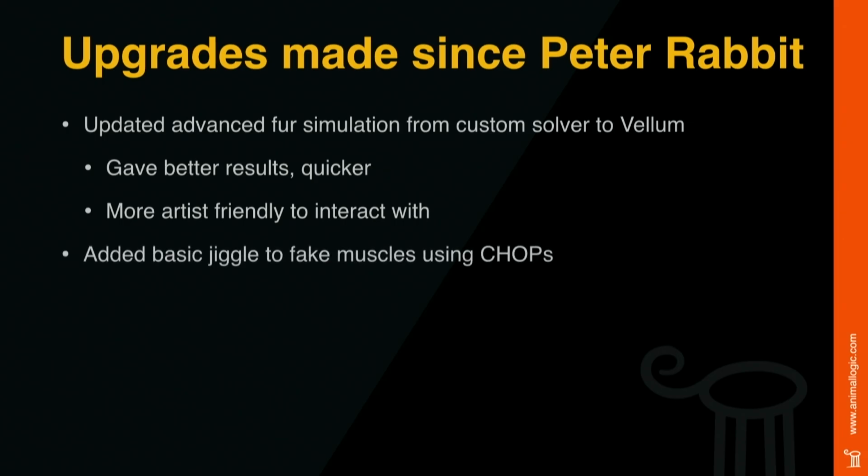We've added some basic jiggle using CHOPs to help in kind of fake muscles. And we've added a lot more error check nodes, because if anything goes wrong, we want to know about it right away. We want to stop the processing of everything else on the farm.